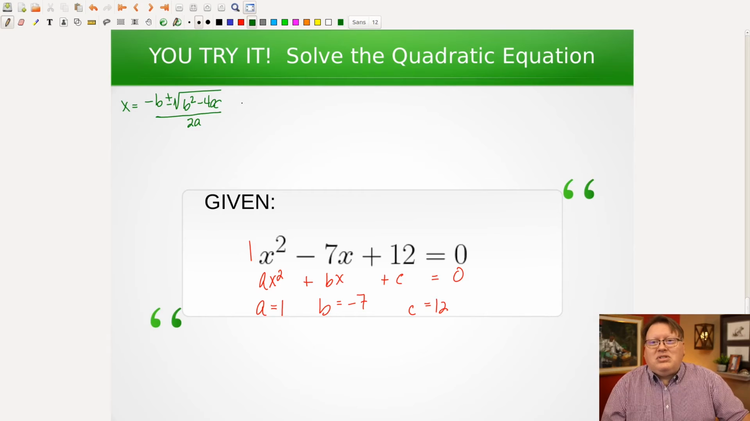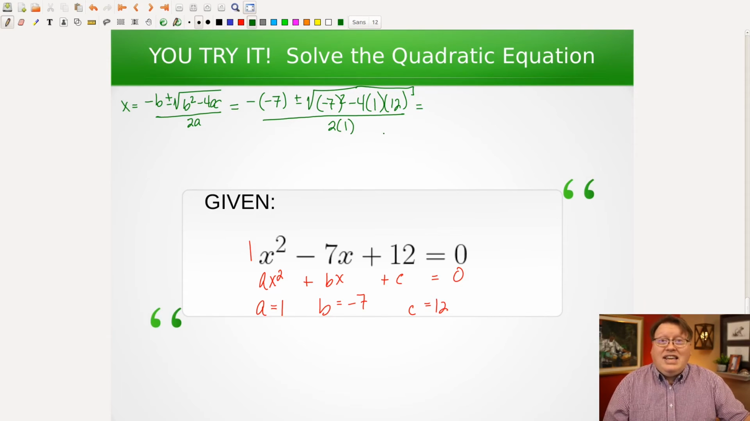And now we want to substitute. Okay, so again, I'm going to use parentheses while I substitute. So our opposite of b is the opposite of a negative 7, plus or minus the square root of b squared, which is negative 7 squared, minus 4 times a, which is 1, c is equal to 12. And all of this is over 2 times 1. And again, now we want to simplify. So this is the opposite of negative 7, which is a positive 7, plus or minus the square root. Negative 7 squared is 49.